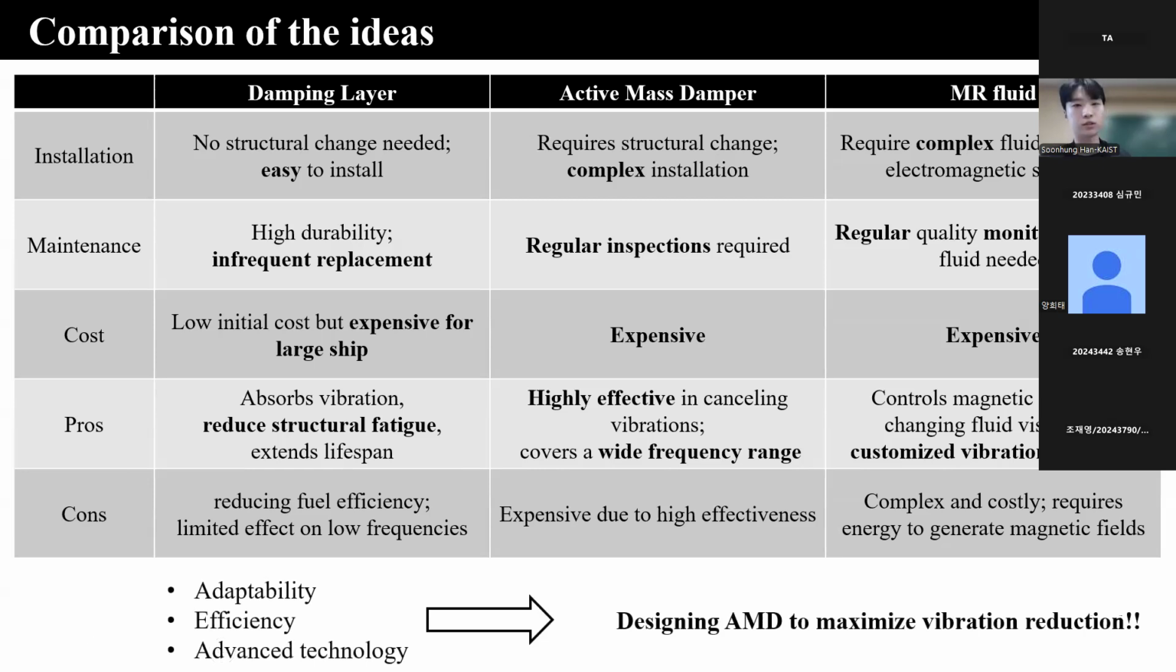We chose the active mass damper as the appropriate method for this because of its adaptability and its efficiency. The active mass damper is the most effective method in reducing vibration, and we can change the amount of mass, so its adaptability is good. So we are going to design the active mass damper to maximize vibration reduction.